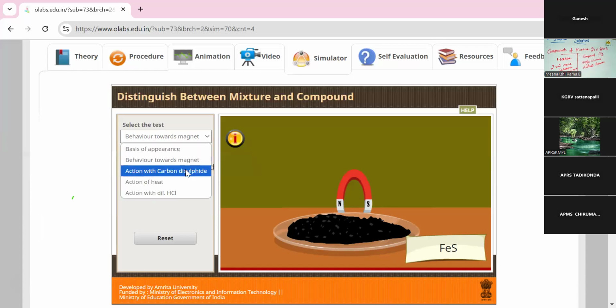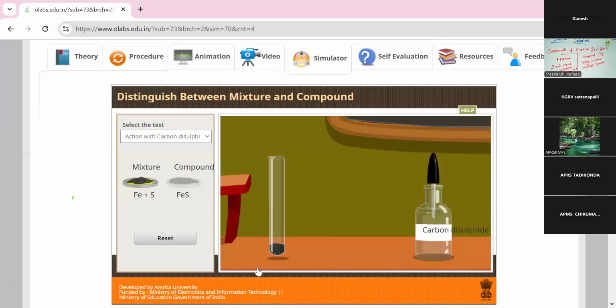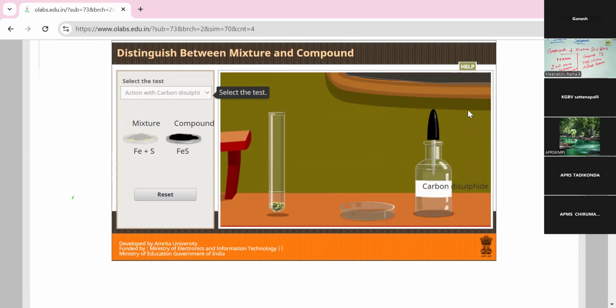The next property is action with carbon disulfide. The first one is the FeS mixture. I am going to take some carbon disulfide into the test tube. Look at the test tube. Is there any change here? No. There is no change.